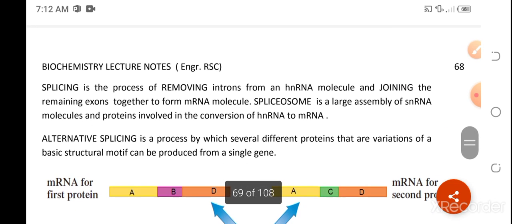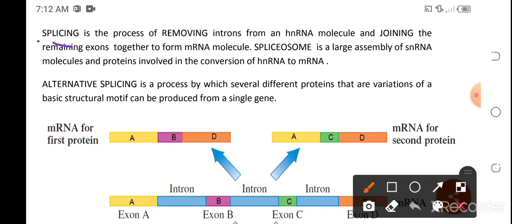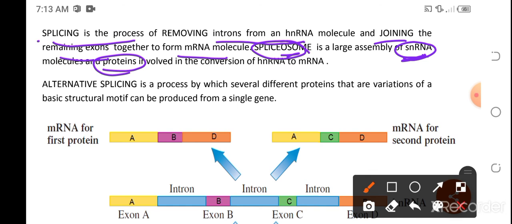Okay, natanggal na. And sabi ko kanina, that post-transcription process is known as splicing, or this is the removal of introns from the hnRNA and the joining of the remaining exons together to form mRNA. And the spliceosome is the large assembly of snRNA. Spliceosome is composed of snRNA that has been attached to some proteins. Okay, so ito yung nagdadirect ng splicing or the removal of introns and the joining back together of the exons.